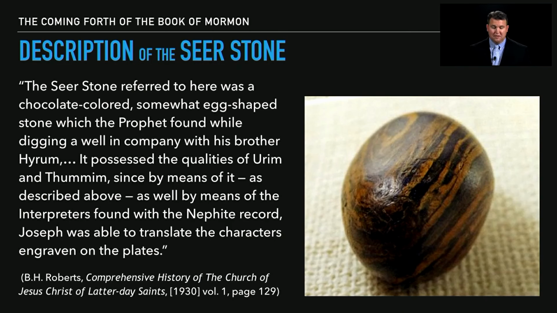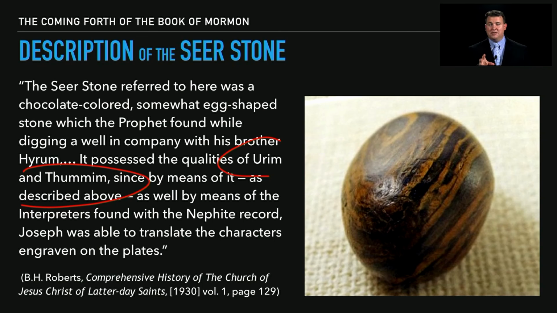Now you might notice here a little verbal tic that B.H. Roberts displays that appears Joseph Smith and Oliver Cowdery used. It was describing both the seer stone and the Nephite interpreters as objects that possess the qualities of Urim and Thummim. Urim and Thummim is a Hebrew term that means lights and perfections. It seems like they used Urim and Thummim to describe any instrument that they used to translate the Book of Mormon. Now, how do we know that this is authentic provenance?